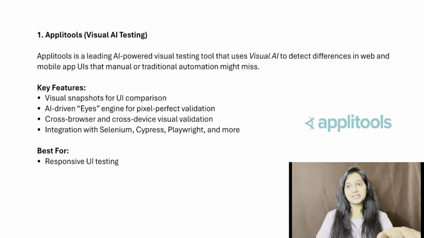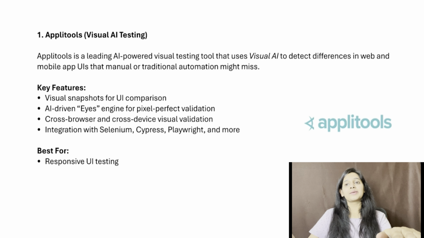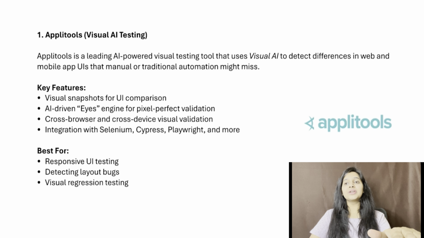Next, it is best for responsive UI testing. If responsiveness is involved in the testing, it is better suited. It also detects layout bugs. Suppose there is a change in the UI, like how it looked earlier and how it looks now. There is a difference, right? At that time it helps us identify such defects. It is also suitable for visual regression testing, where you can compare the existing version with the one taken before the changes.